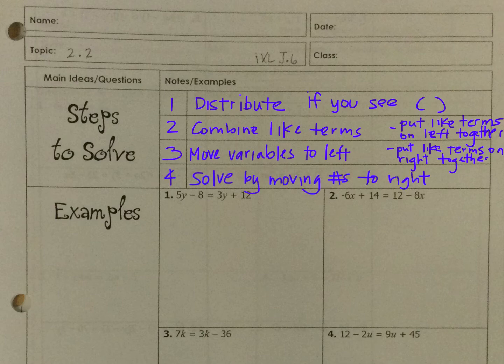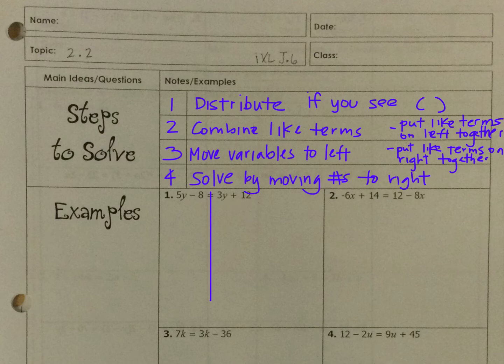Okay, let's do a couple practices together. All right, step 1, distribute if you see parentheses. I do not see parentheses, so there's nothing to distribute. All right, step 2, can I do anything with a 5y and a -8? Nope, they can't go together. Can I do anything with a 3y and a 12? Nope, they can't go together.